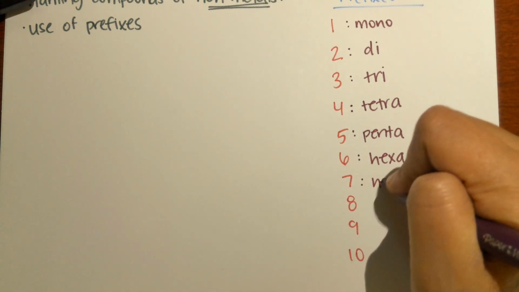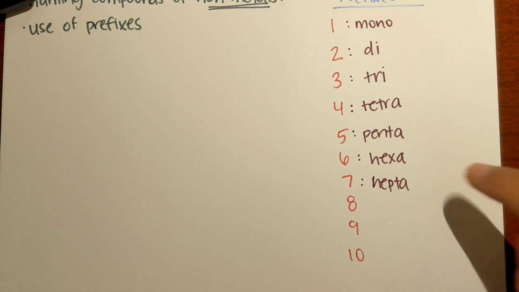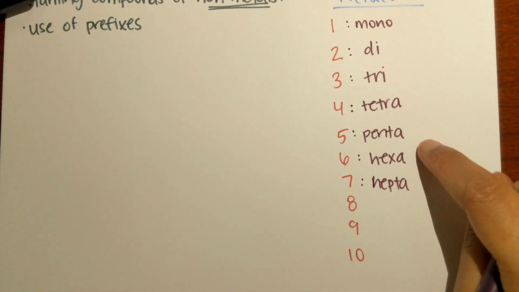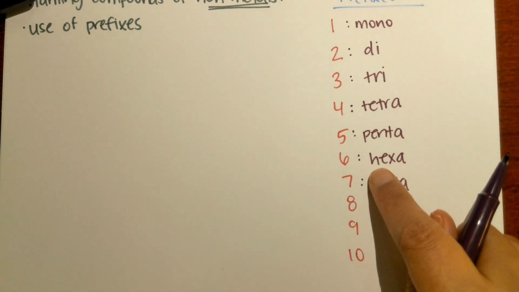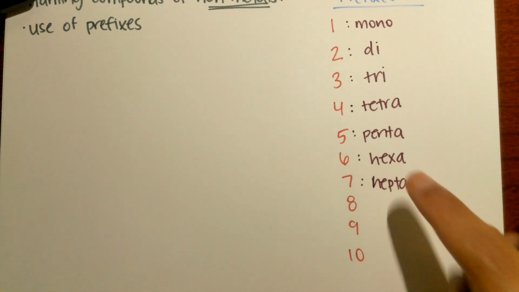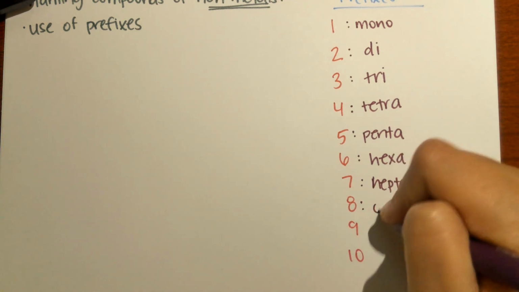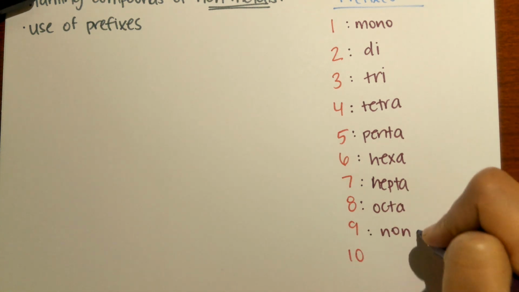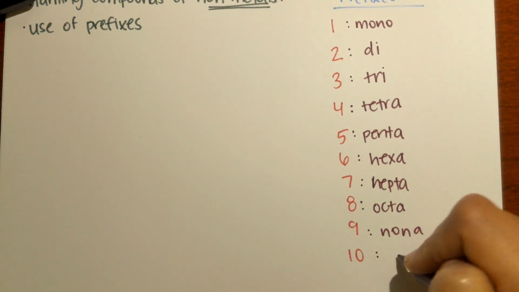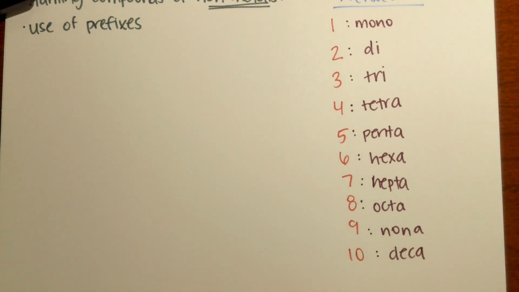7 is hepta. This is a very common misconception or mistake, that a lot of people mix up hexa and hepta. They sound and look the same. Just remember 6 as hexagon, hexa, so that's a good way to distinguish between the two. 8 is octa. 9 is nona. And 10 is deca. Think of decade, 10 years, deca.